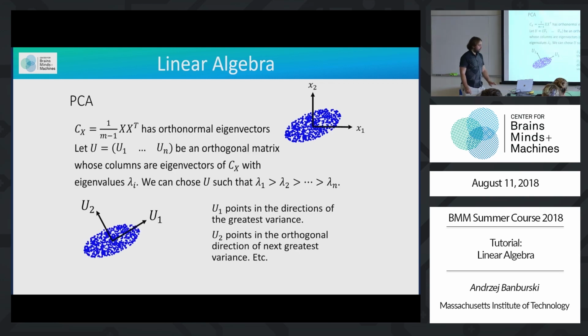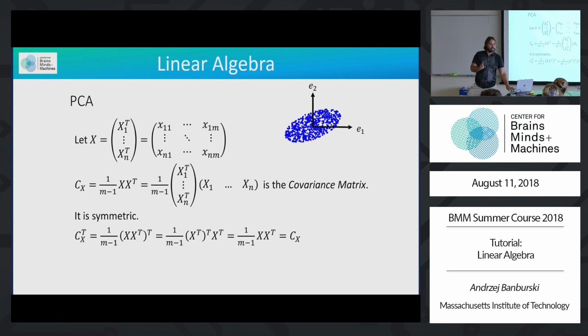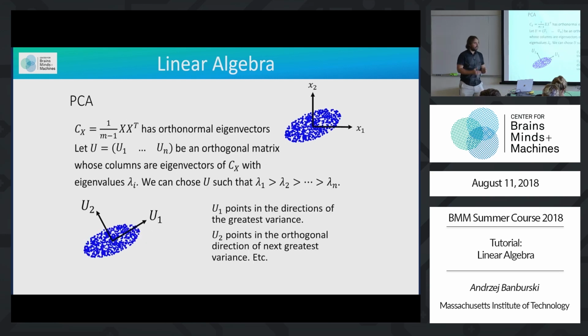So it's a symmetric matrix. Now I'll recall what I was talking about earlier. A symmetric matrix has orthonormal eigenvectors. So all the eigenvectors are orthogonal to each other. So you can create a matrix U, which is the orthogonal matrix whose columns are the eigenvectors of this covariance matrix. And the eigenvalues are lambda_i.